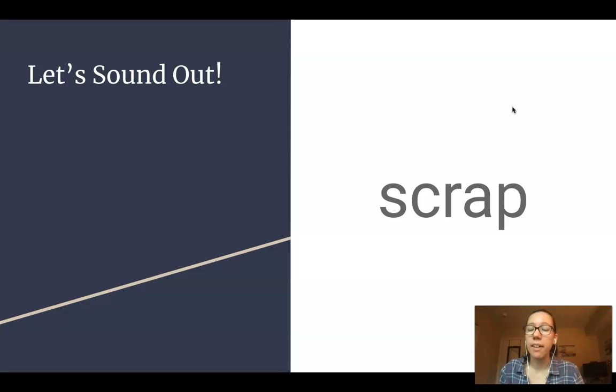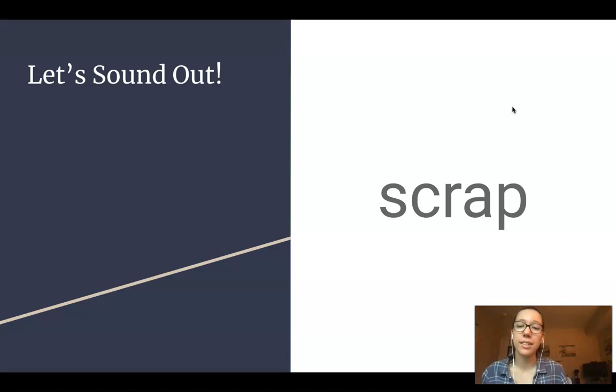How about this word? We have S-C-R-A-P. The vowel in this word is short, so A is going to be saying a. And the rest of these letters we can sound out. So first, let's just sound this out one letter at a time. Sk, r, a, p. I'll do it one more time. Scrap. Very good. So this is the word scrap.